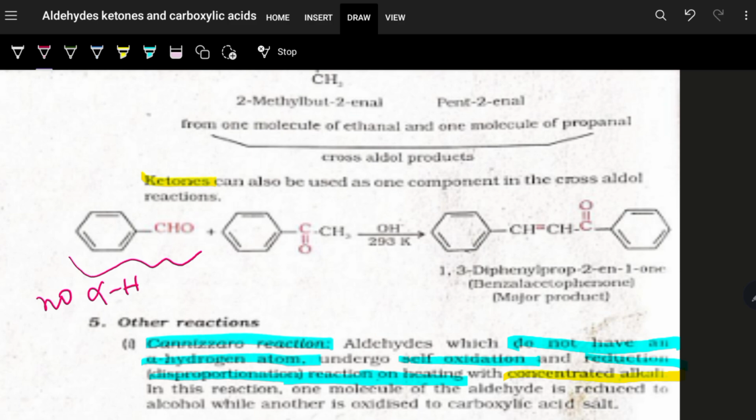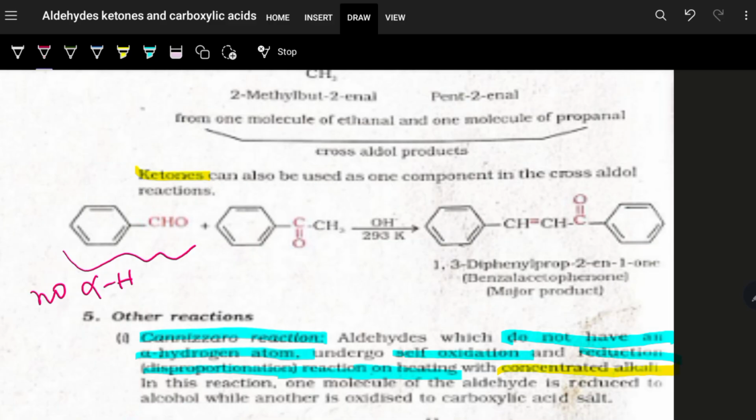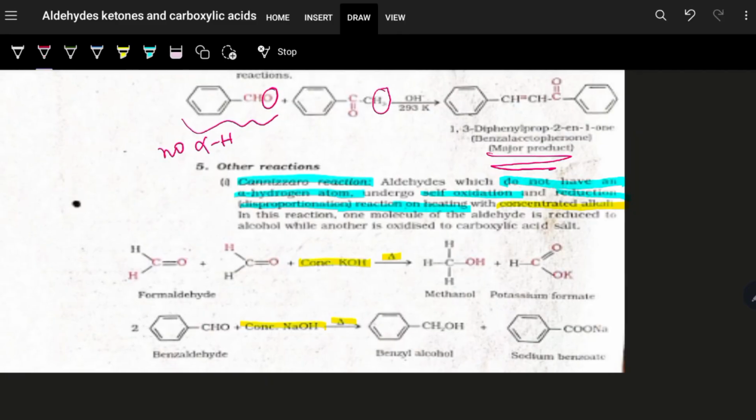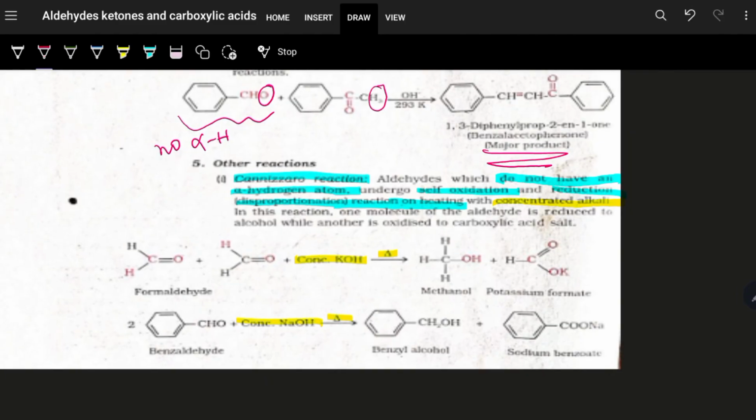So I cannot remove H2 from here. So this product is obtained by removal of oxygen from here and removal of 2H from here. You have got this as the major product. Other reactions are Cannizzaro reaction, which is a special reaction with a compound that does not contain alpha hydrogen.